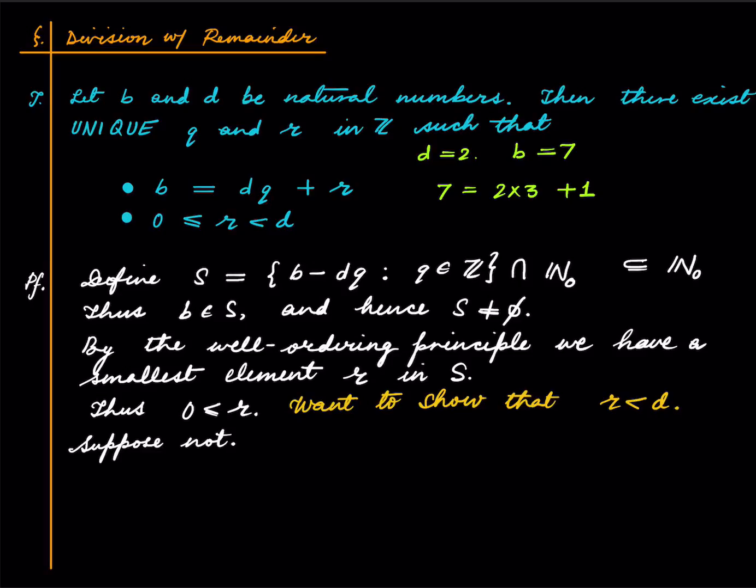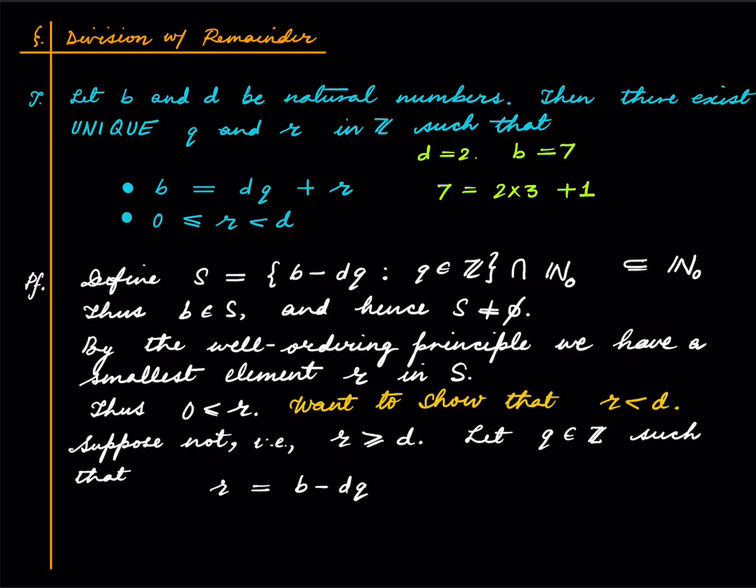So this means that, assume that R is greater than or equal to d. And now, since R is a member of S, we can write R in this fashion. So let q be some integer such that R equals b minus dq. Such an integer must exist because R is after all an element of S. It is the smallest element of S.